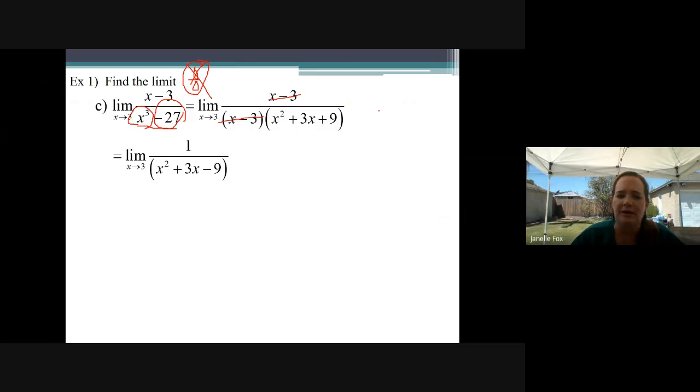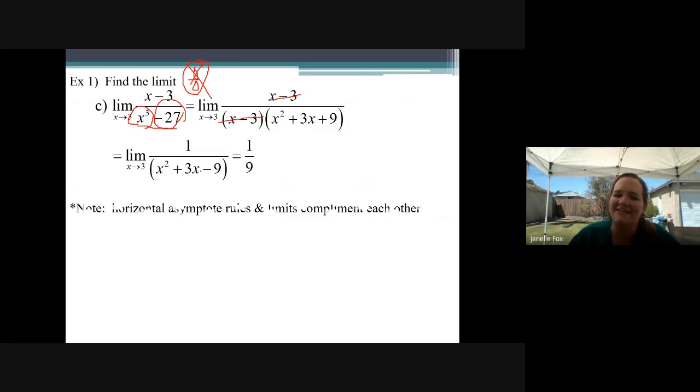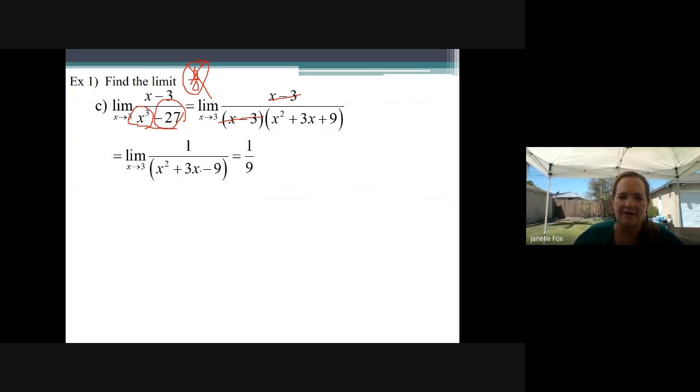So if I plug in 3, that's going to be 3 squared on the bottom. So 9 plus 9 plus 9. And 9 plus 9 plus 9 turns out to be 27. So fun. And so the answer is 1/27. So our answer to this question is 1/27.